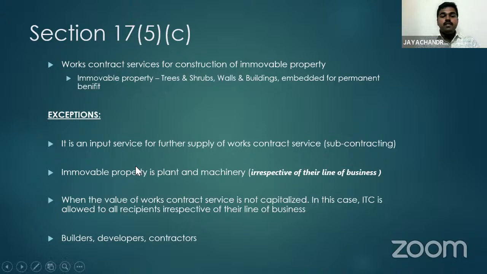That's what here, when the value of works contract is not capitalized, which means it is expended in P&L. It is not added to the asset. In that case, ITC is allowed to all recipients, irrespective of their line of business, even if that owner is not in the construction line of business. That owner is going to do some other business. He can avail the ITC if he has expended those works contract services in the P&L and he has not added it in the asset side of the balance sheet.